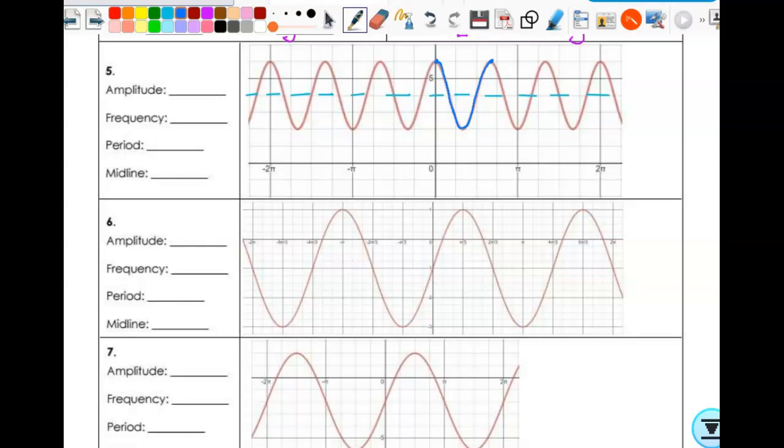Amplitude is half the distance between the max and the min values, or it's just the distance from the midline to a max or min. So have all this in here. It's 1, 2. That's it. 2.